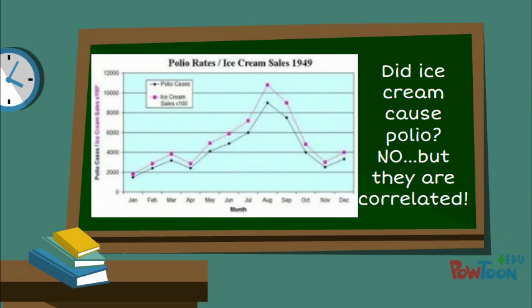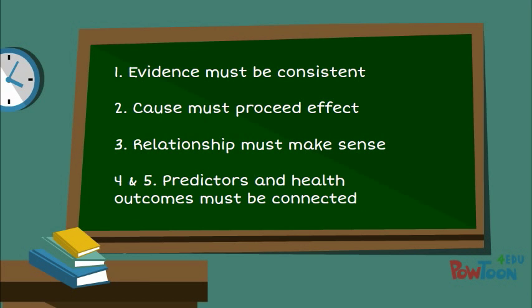5 bits of advice are given. Evidence must be consistent. This means research must be replicable. Alleged cause must have been in place before the disease actually appeared, so it's necessary to use longitudinal and prospective studies. Relationships must make sense. They must be consistent with physiological findings. And the last 2 are similar and relate to how predictors and health outcomes are connected. There must be a dose-response relationship between risk factors and health outcomes, and the strength of association between alleged cause and health outcomes must suggest causality.